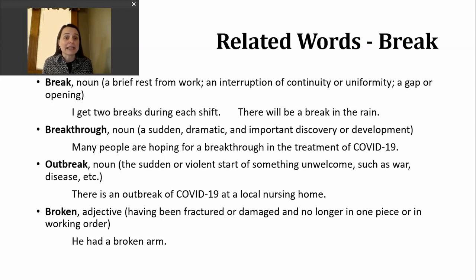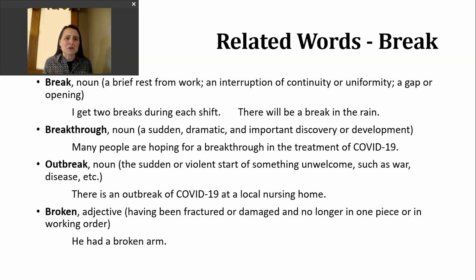Another noun that you might hear is breakthrough. It is a sudden, dramatic, and important discovery or development. So my example sentence connects to something we are all hoping for, I think, right now. Many people are hoping for a breakthrough in the treatment of COVID-19 or coronavirus.